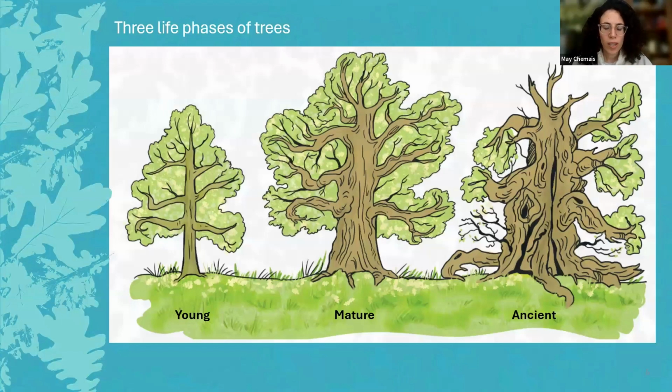But as I said, this growth is not really linear. But in order for you to understand what ancientness means, it's important to see that the tree undergoes this life stage process.